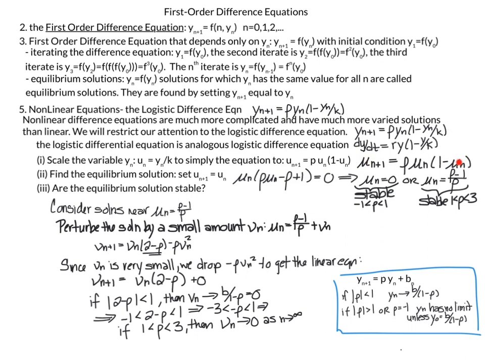We scaled our variable to simplify our equation. This is not the solution. We just simplified our equation so that we could find our equilibrium solutions, and we found two stable equilibrium solutions. So from the equilibrium solutions, we've learned a lot about this population. We learned to what number this population will tend to go. But now we're going to take another look at this graphically and see what else we can learn.